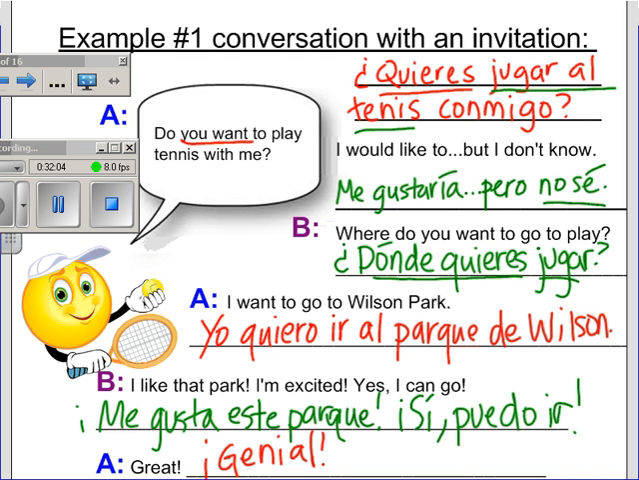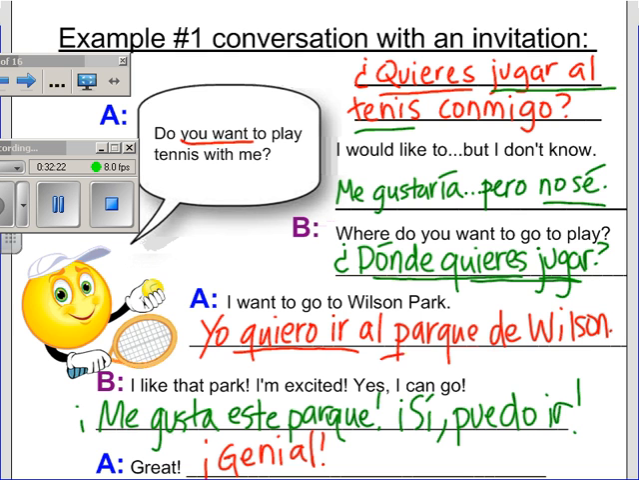Where do you want to play? Remember, I have 2 verbs back to back, and so I need to conjugate the first one and leave the second infinitive. Yo quiero ir al parque de Wilson. I want to go. Then another example of that. One verb conjugated, the next one not. Yo quiero ir al parque de Wilson.